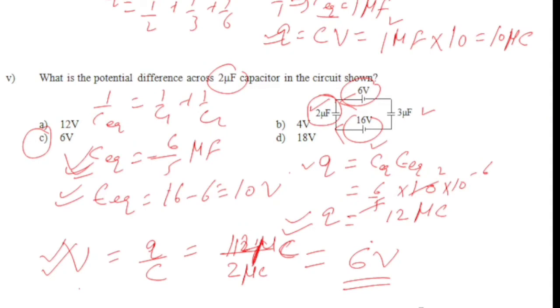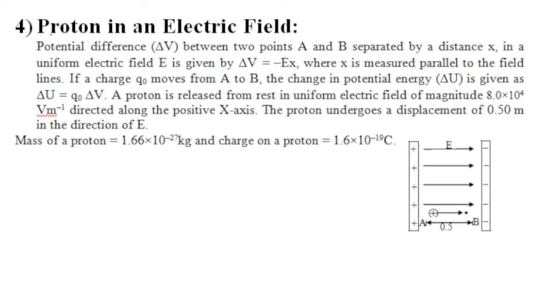After this, next case study is based on proton in an electric field, that is, it is based on potential difference. Now, fourth case study is based on potential difference, electrostatic potential energy, or you can say proton in an electric field. So, let us try to understand what is given in this paragraph. Potential difference delta V between 2 points A and B separated by a distance x in a uniform electric field is given by delta V equal to minus E delta x.